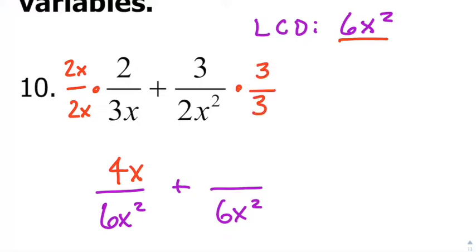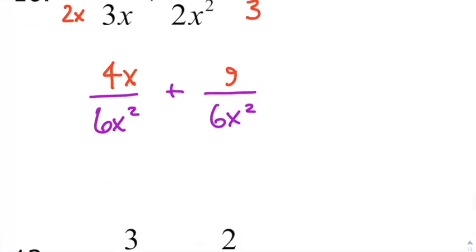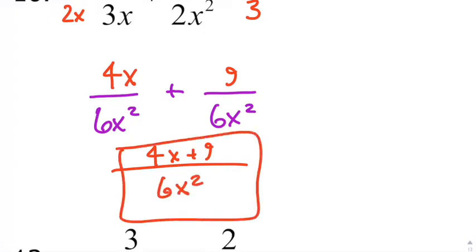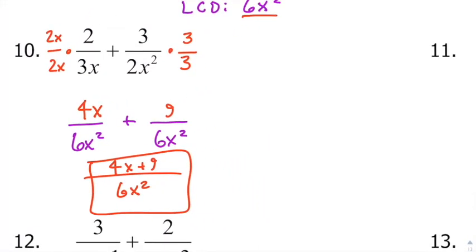Okay, once we do that, 3 times 3, that should be 9. And then now we can combine our numerators up. This will be 4x plus 9, and then all over 6x squared, that common denominator. And that's it right there. As far as restricted domain values, you cannot have x equals 0 in this case. And that is it there in the denominator.